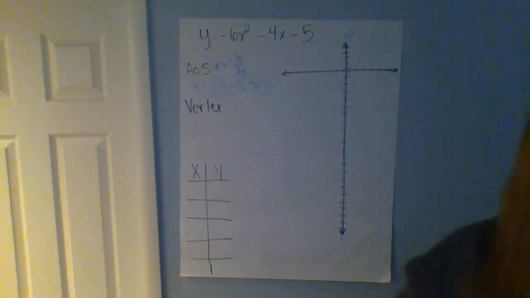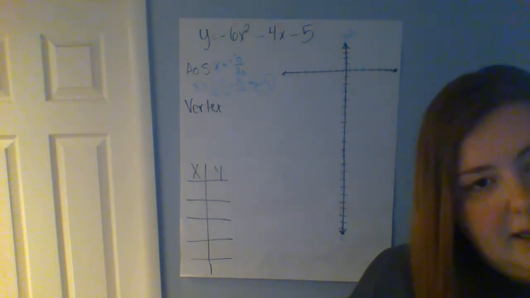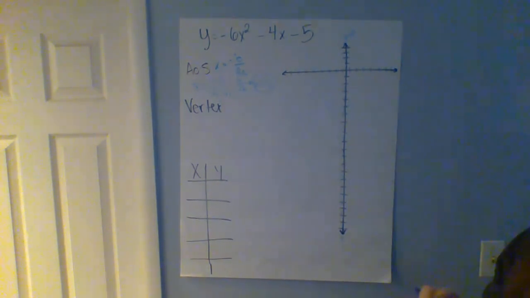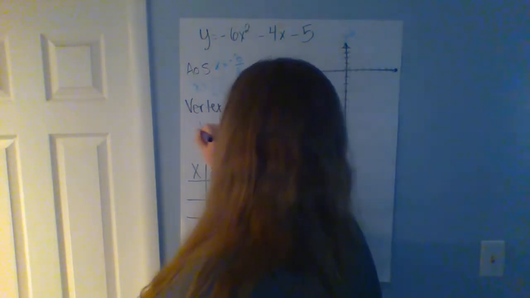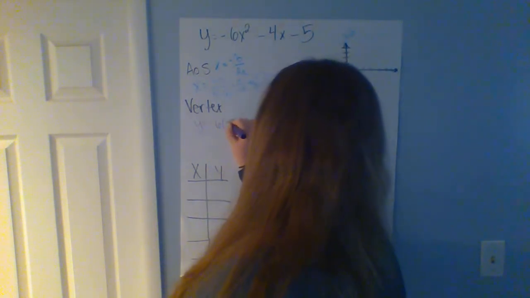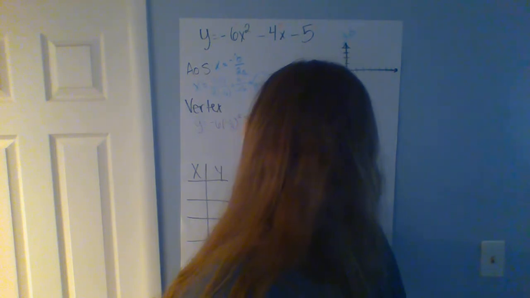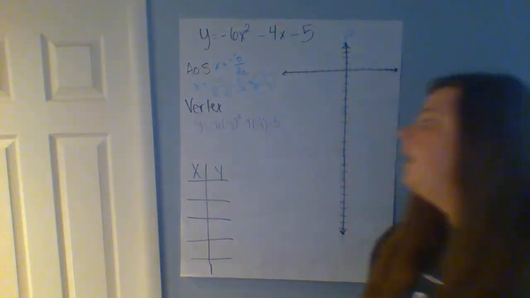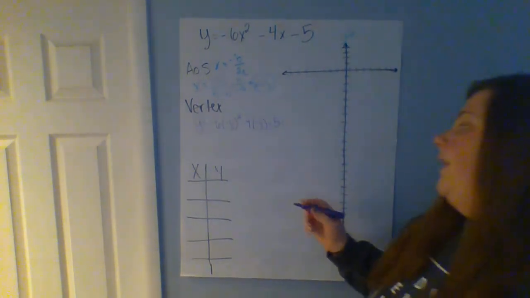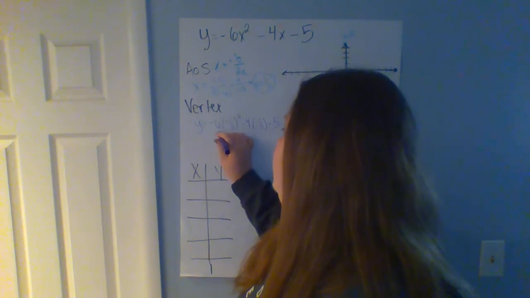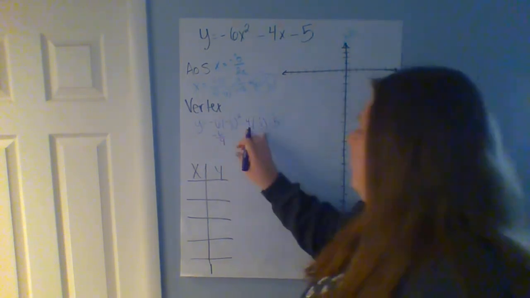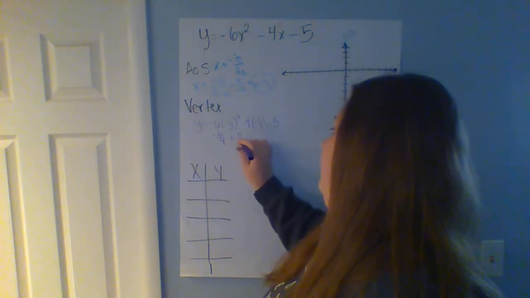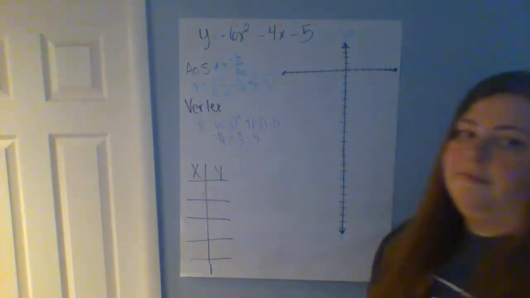Now we want to find our vertex. So we are going to do that by plugging in this negative 1/3 back into our equation to find y. So y equals negative 6 times negative 1/3 squared minus 4 times negative 1/3 minus 5. Negative 1/3 squared is positive 1 over 9, so this becomes negative 6 over 9. Negative 4 times negative 1/3 becomes positive 4 over 3, and then we have that negative 5.